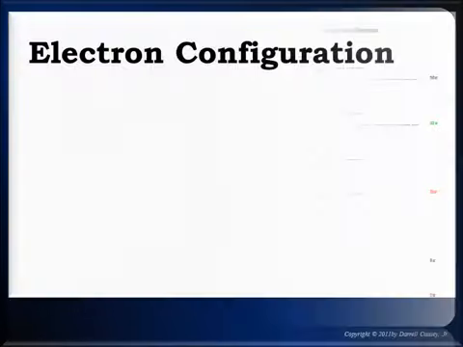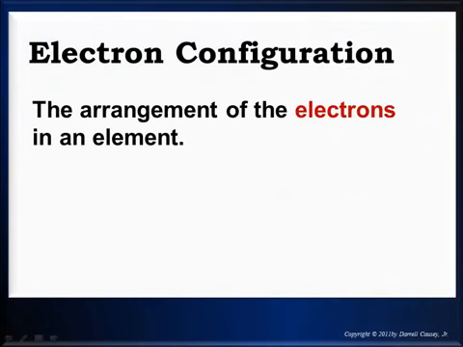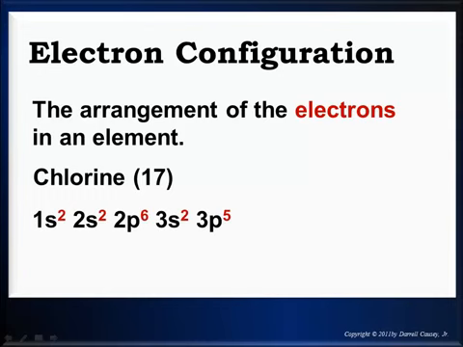First of all, let's look at the difference. Electron configurations deal with the arrangement of the electrons in the atom. So we're interested in how they're placed, and it's more of a numerical representation. If I had chlorine, let's say, with 17 electrons, then I would place them like this: 1s2, 2s2, 2p6, 3s2, and 3p5.